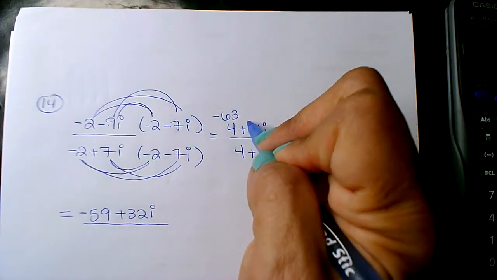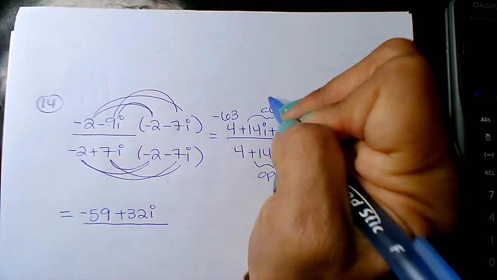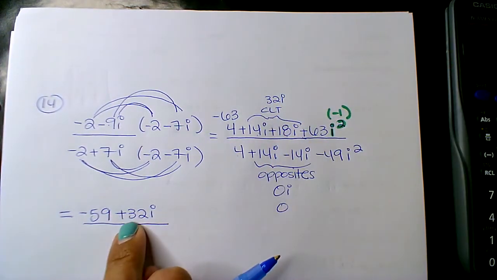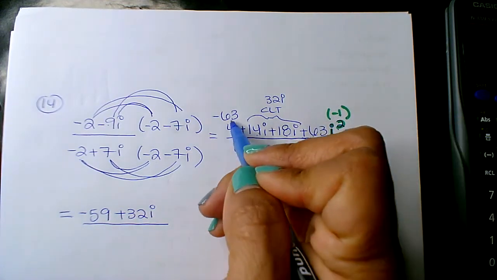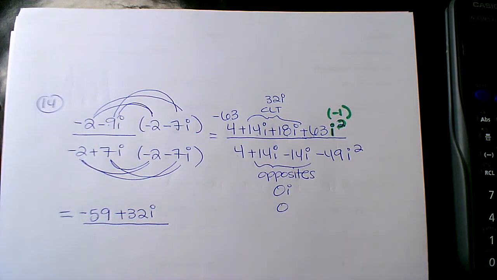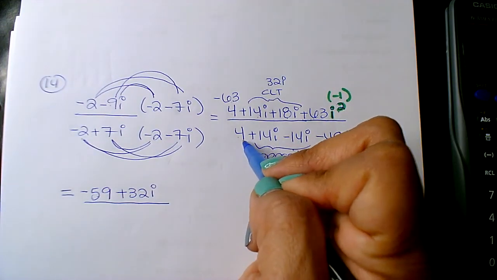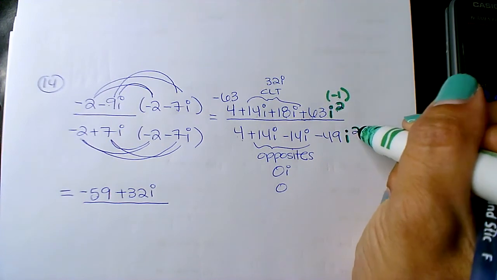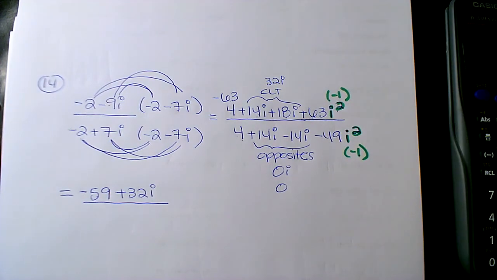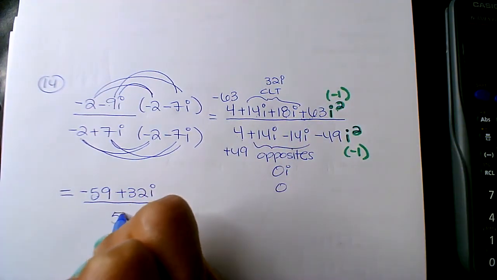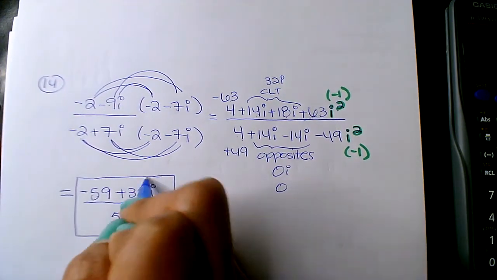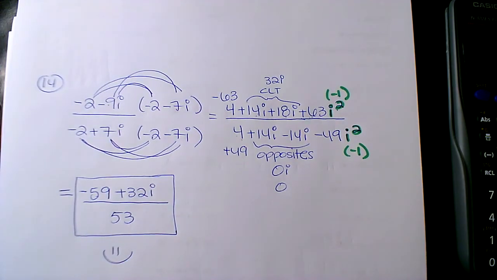So I combined these two to get the 32i. That's where this is coming from. I take the i squared, substitute a -1, so I'm going to switch that to -63. There's my -59. Okay, the bottom. I have 4. This i squared gets substituted with the -1. -49 times -1, switch the sign, right? It's a +49. And so I get 53. So this is a fully acceptable answer.